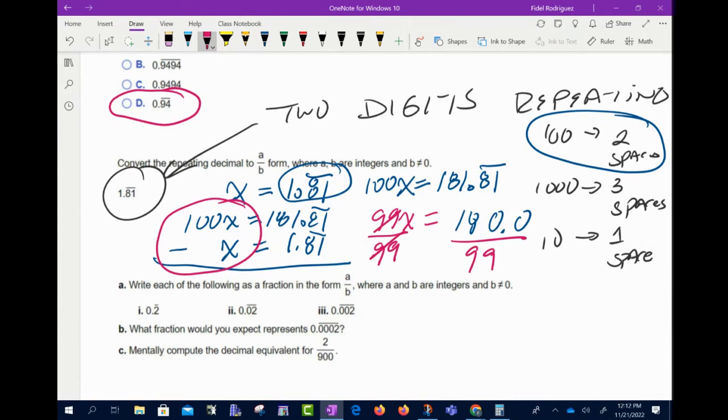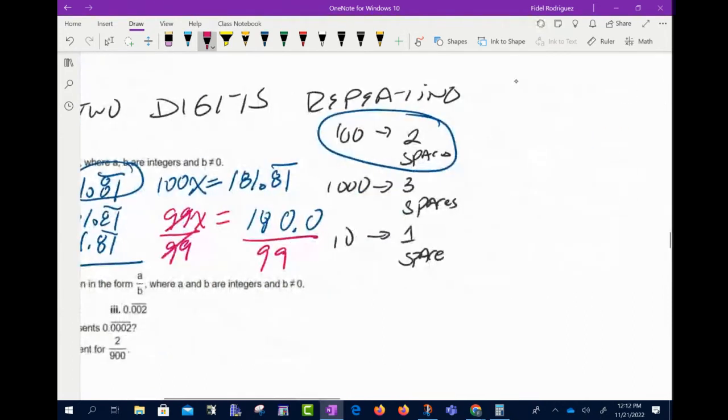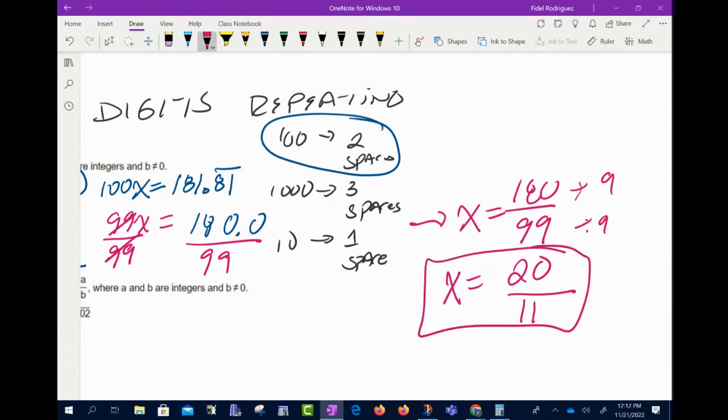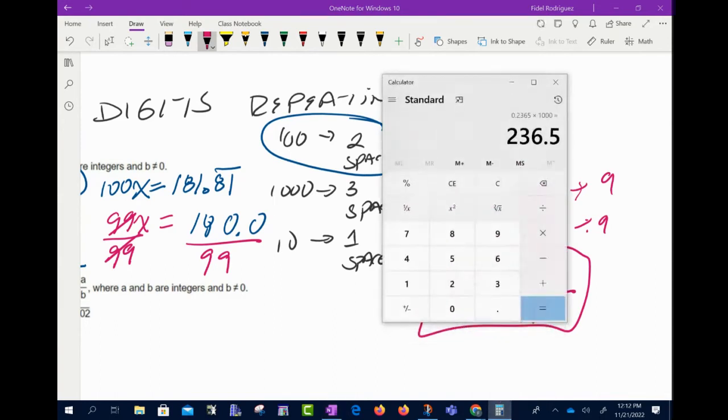And so now, y'all, I'm just going to do this on the side because I'm running out of room here. Sorry, I didn't put enough space. But I have 180 divided by 99. Y'all, I'm going to reduce this fraction, okay? I'm going to divide them both by 9. So 9 goes into 180 20 times, and 9 goes into 99 11 times. And there's my answer.